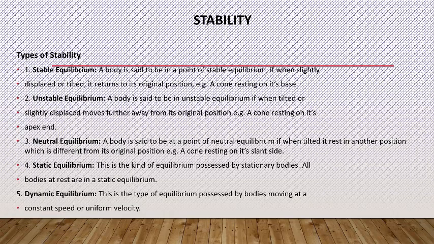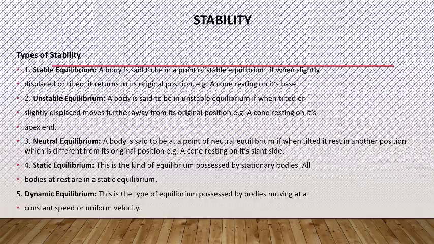2. Unstable equilibrium. A body is said to be in unstable equilibrium if, when tilted or slightly displaced, it moves further away from its original position, e.g. a cone resting on its apex. 3. Neutral equilibrium. The body is said to be at a point of neutral equilibrium if, when tilted, it rests in another position which is different from its original position, e.g. a cone resting on its side.